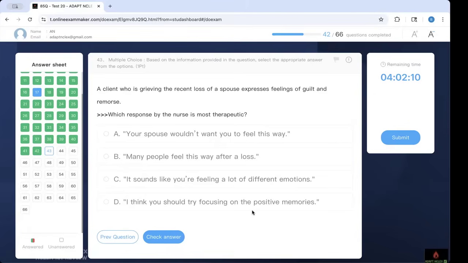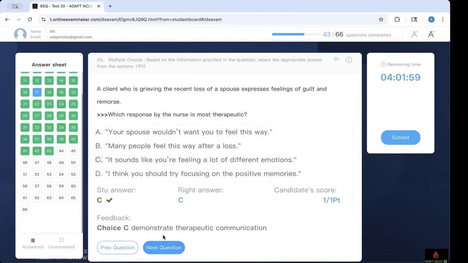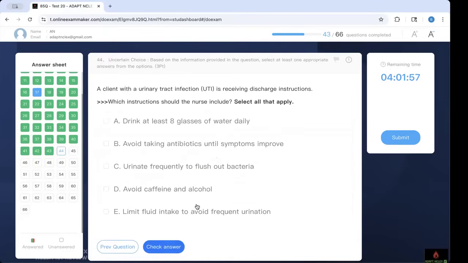Your spouse wouldn't want you to feel that way. Wrong answer. Many people fail. I'm not many people. I think you should try to focus on the positive. No, it's: you sound like you're feeling a lot of different emotions. That's good, and they will ask you for more and they will talk.